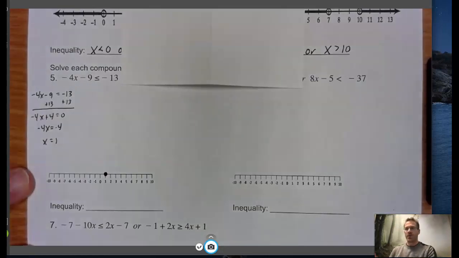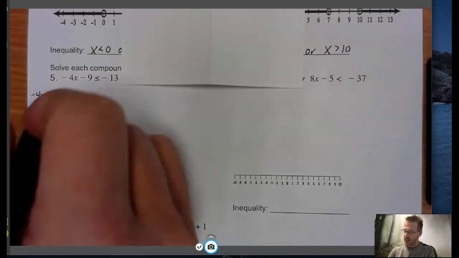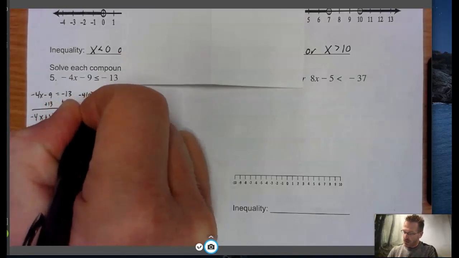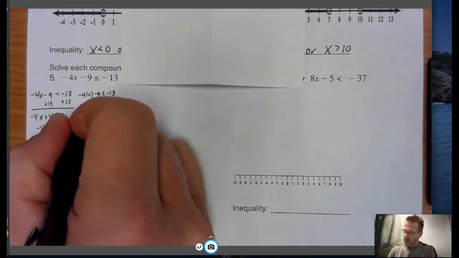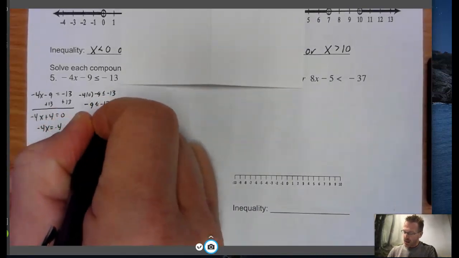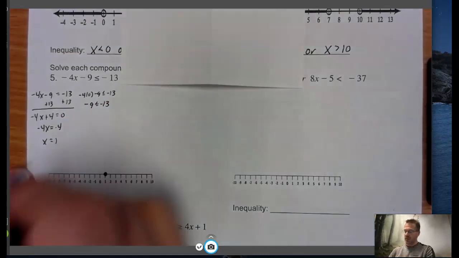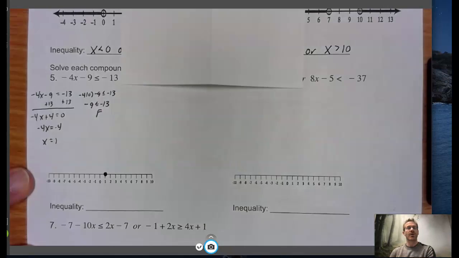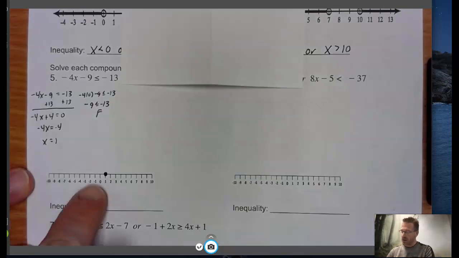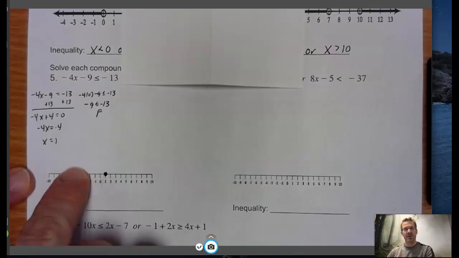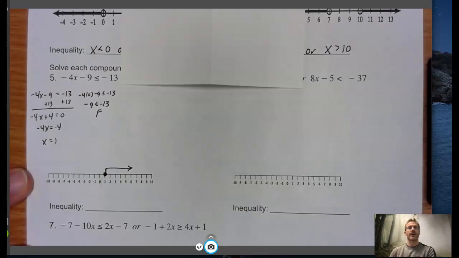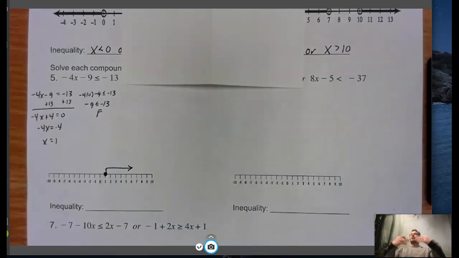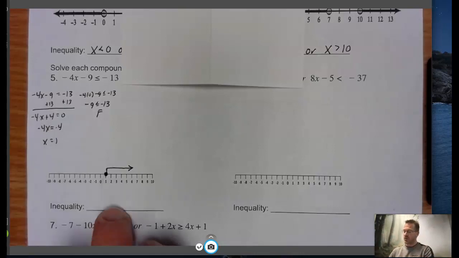All right, and so now, once again, just like we did last time, we're going to pick 0 and test. So I'm going to take 0 and plug it in and see if I get a true or false statement. So -4 times 0 minus 9 is less than or equal to -13. All right, -4 times 0 is 0. So I get -9 is less than or equal to -13. Well, that is a false statement. -9 is not less than -13. So 0 is on the false side. So to the left of this is false, which means I want to shade to the right. Okay? And if this were what we did last time, we would be finished. We would be done. We'd write our inequality.